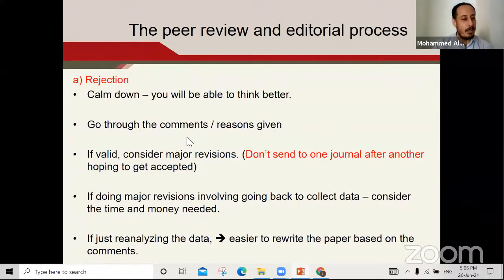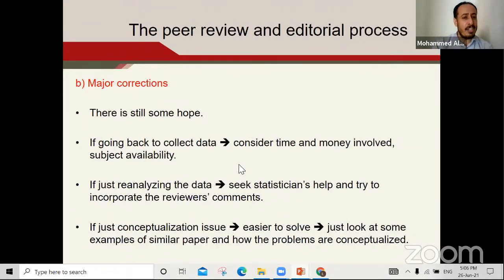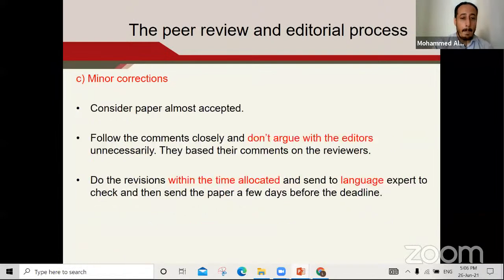So the idea is just go through the comments, and don't resend the article to another journal before you address the comments. Usually after rejection, they will provide you with the reason. So you have to revise your article and then resubmit. Don't worry, just try, don't give up. If it's major correction, there is still hope. Just consider all the comments, and if they request reanalysis or whatever, you have to do it. If it's minor correction, then it's almost accepted. Just do the correction, don't argue with the editor. If you disagree with the reviewer comments, then just address that.